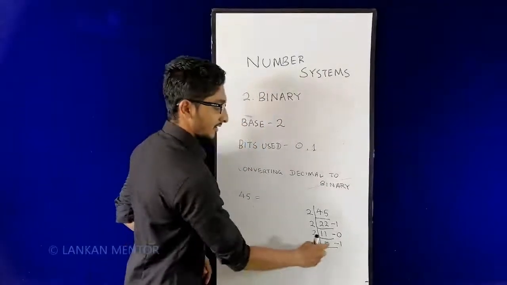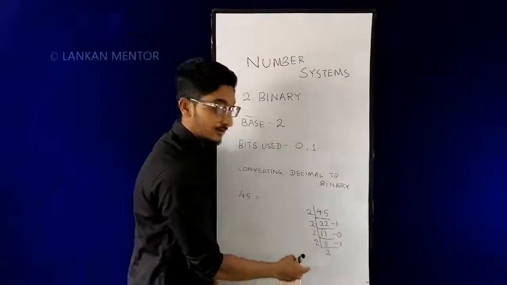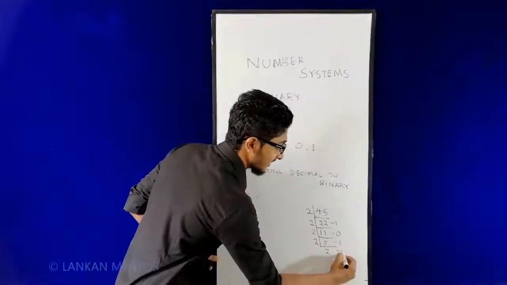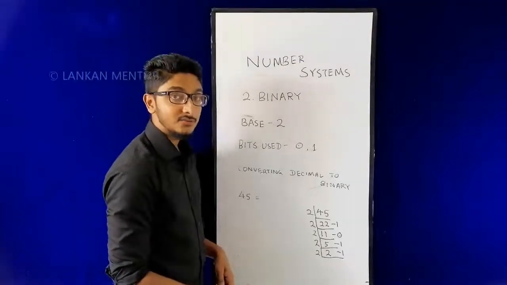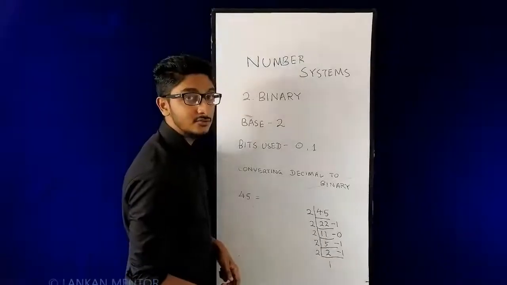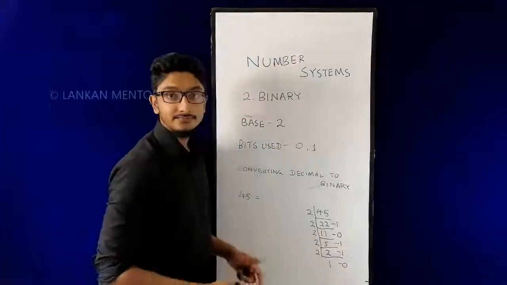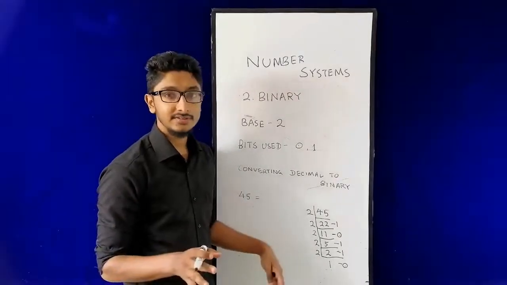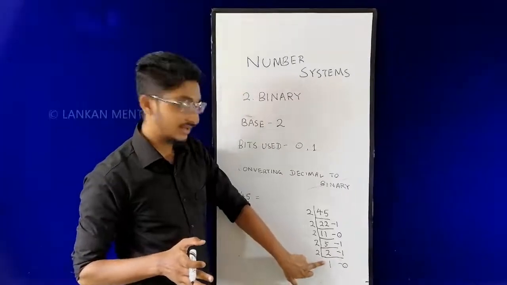Again, how many 2s are there in 5? 2. 2 2s are 4. So 5 minus 4 is 1. So you have 1 remainder. Again, how many 2s are there in 2? 1. 1 into 2, 2. So no remainder. You have to stop here. When you get 1 over here, you can stop. Right? Don't go beyond this, then you might confuse it. Stop here when you get 1 at last.